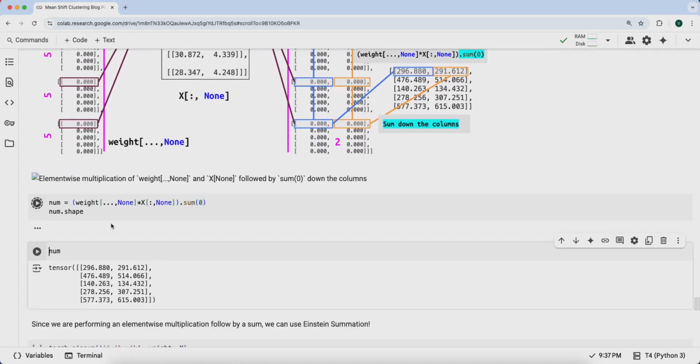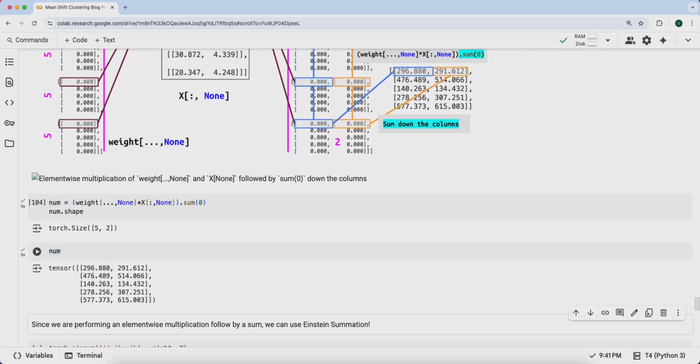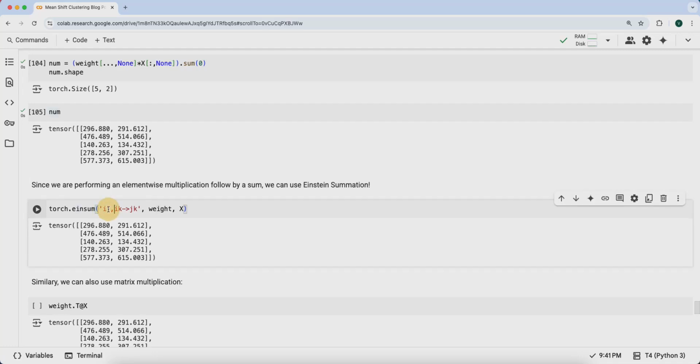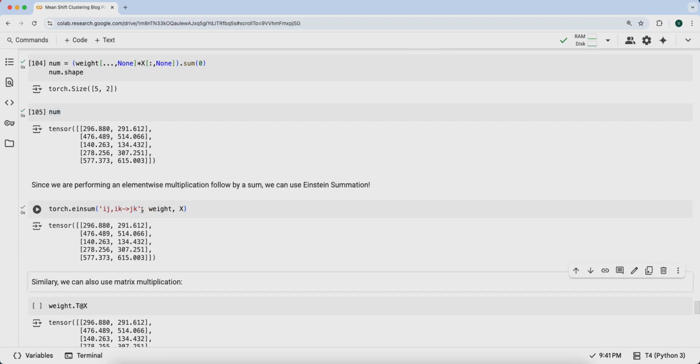I assign that to this tensor called numerator, and just checking that the values are what they should be, which they are. And because we're performing an element-wise multiplication followed by a sum, we can use einsum, we can use matrix multiplication. So here I have 1500, 5, and then I have 1500, 2. I'm not including 1500 in the result because that's the dimension I want to sum across. So my result is going to be 5, comma 2. And if I run that, I do indeed get the same 5 coordinate pairs.